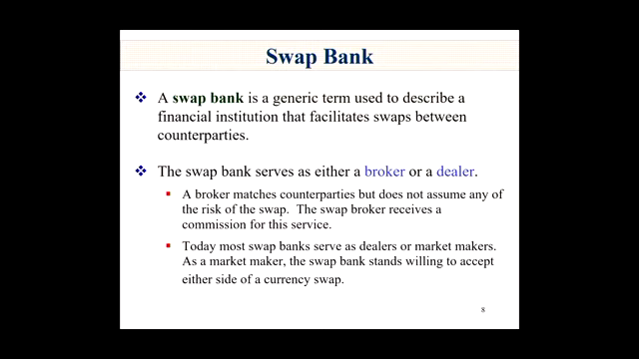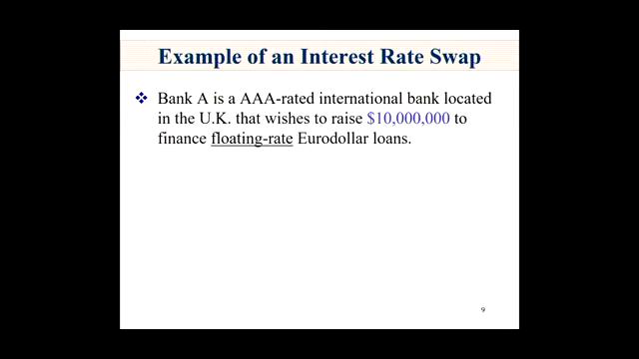A swap bank can also act as a dealer. So what that means is that if you have a bank that is a dealer, they will trade directly with the customer. Okay, so a broker brings people together to transact. A dealer will transact directly with the customer themselves. All right, so let's have a look at these two types of swaps.